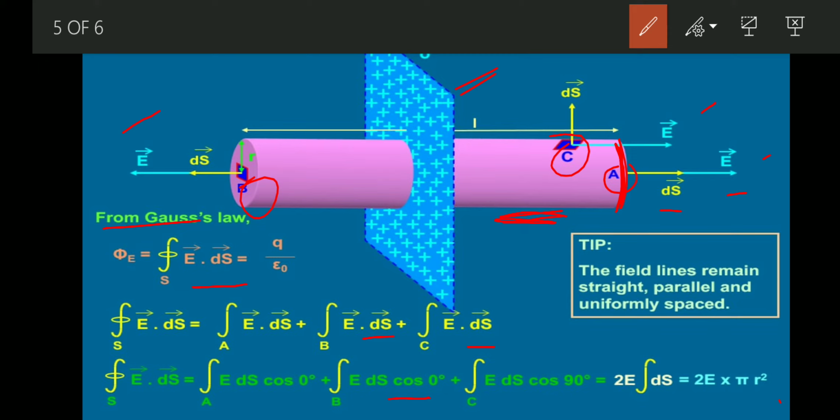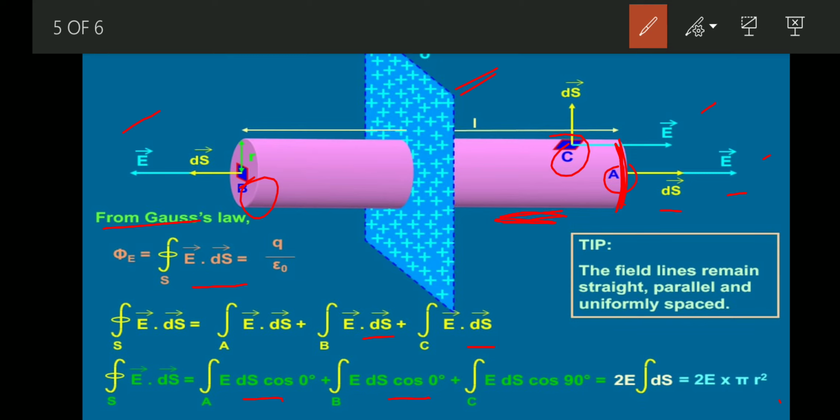Now look at the second figure, that is E dot ds B. Similarly like A, here we have B. Again E and ds will be in the same direction, so again the angle will be 0. So A and B here will be similar, because in both A and B, E and ds are acting in the same direction, and hence it will be cos 0.